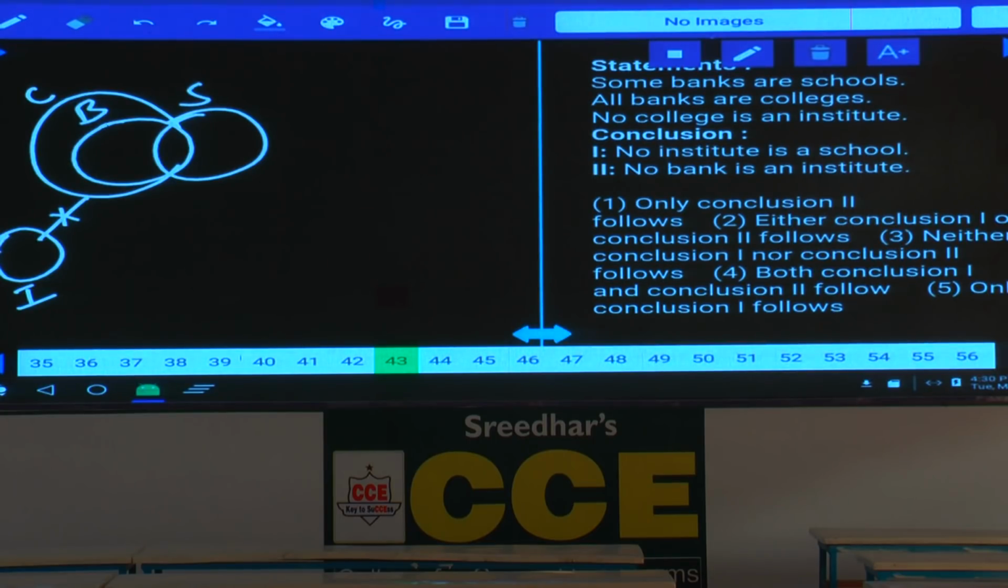Then the first one, no institute is a school. Institute and school, as of now, it is definitely true. No bank is an institute is also true. Both the conclusions are negative conclusions. Both these two are true.